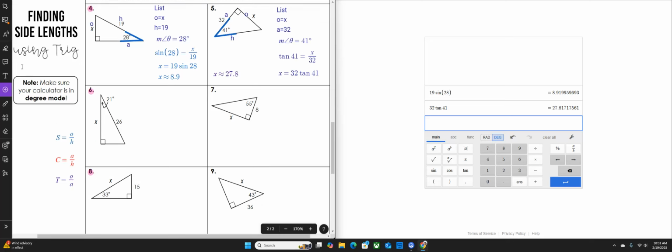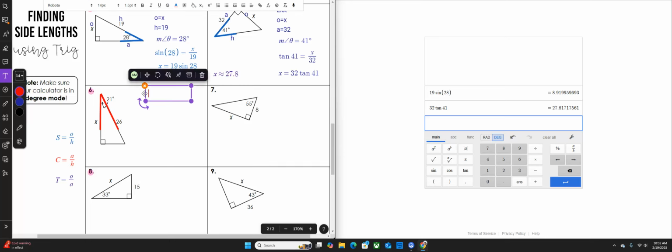Okay, moving on to number 6. First thing I'm going to do is again highlight my angle. Notice I did bring the mnemonic down with me so it could continue to be visible for you guys. So I'm going to highlight my given angle. That's my referenced angle, 21 degrees. I am going to make a list, just like I have been. And I have my adjacent side is X, and my hypotenuse is 26.